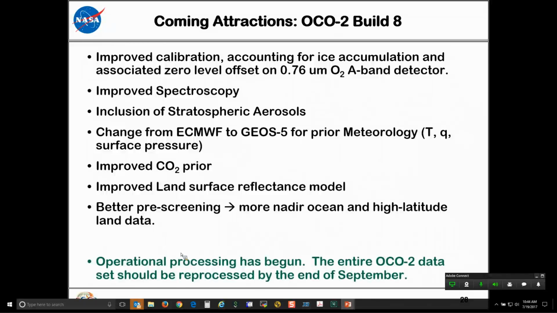The important point to make is that we have now begun operational processing of this data set. The entire OCO2 data product since September of 2014 will be reprocessed by the end of September. So if you notice your lights dimming, basically OCO2 is sopping up every spare computer cycle in the Northern Hemisphere to get this done. This is a very, very computationally intensive job. We're using our own clusters, we're using the NASA Pleiades cluster, and we're using the Amazon cloud to the extent we can.